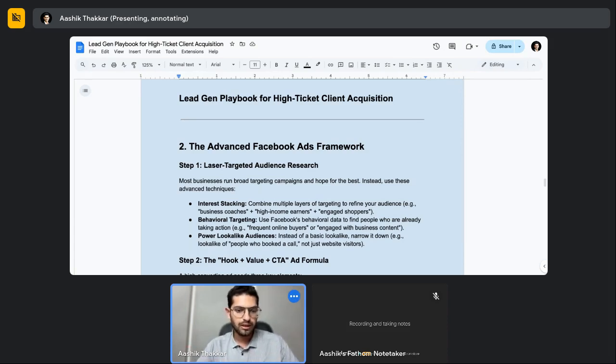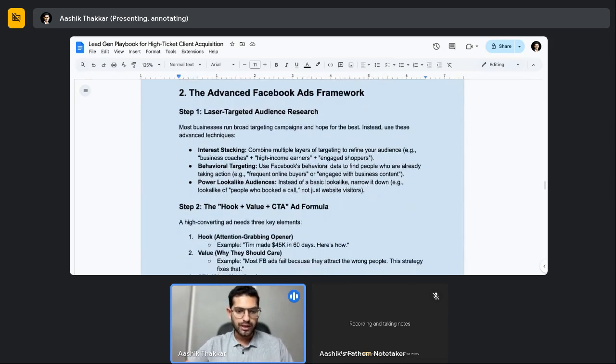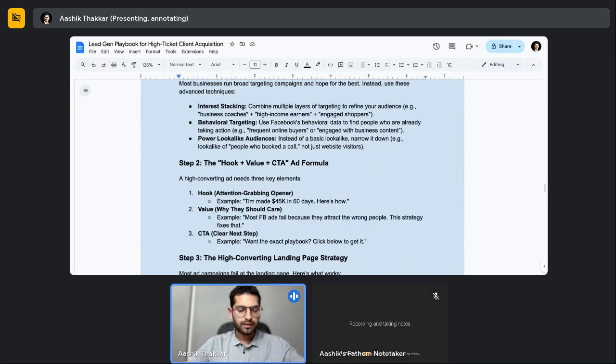Step two is going to be the hook plus value plus CTA ad formula. As we can see, it's simple, but then here it is. A high converting ad needs these three elements, which is the hook, an attention grabbing opener. For example, it can be: Tim made $45,000 in 60 days. Here's how. You see how it hits your mind, how it hits your psychology. Anyone would definitely be up for opening a hook like this. Makes sense, right? So that is it.